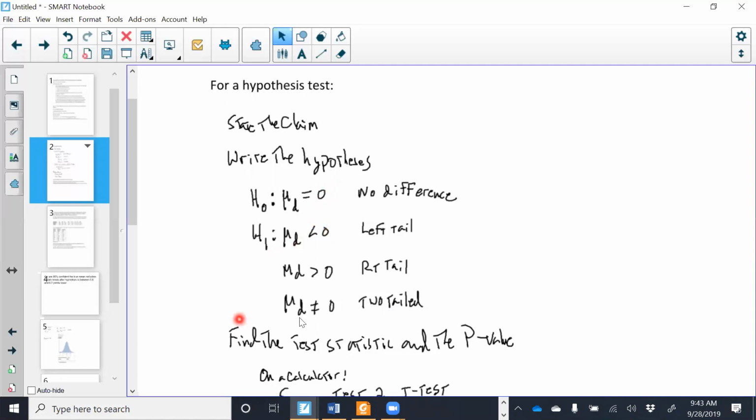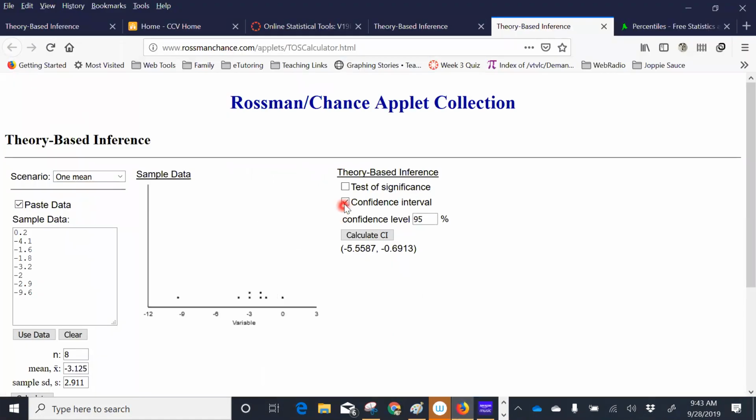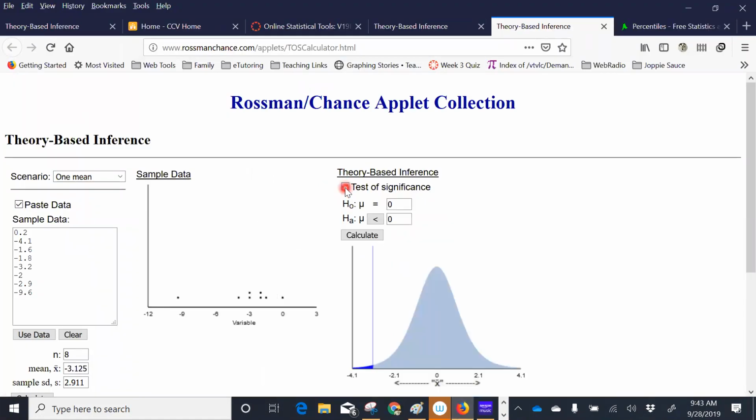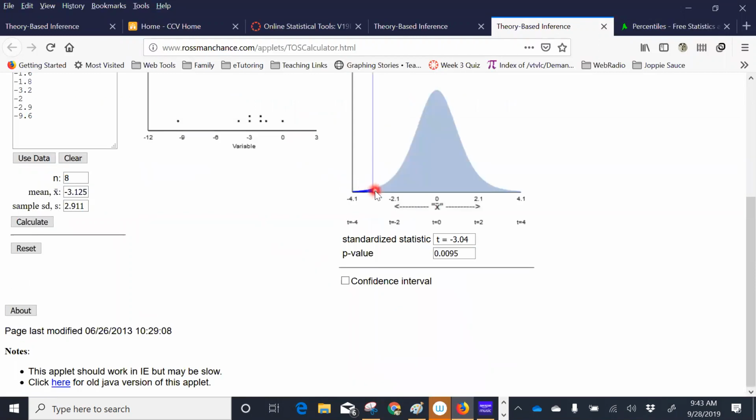So if we go out to that Rossman Chance applet, I did have it all done on the slide, but I actually want to make sure you know how to use this applet. So I'm going to uncheck my confidence intervals. I'm going to check test of significance. I have my two hypotheses set up here. I'm going to calculate it. It makes a nice little sketch of the situation. That's the p-value area. There's our test statistic. There's our p-value. You want to report out both of those. Report out the t-score or z-score if it's that kind of test, and the p-value. And then we're going to do some decision making.